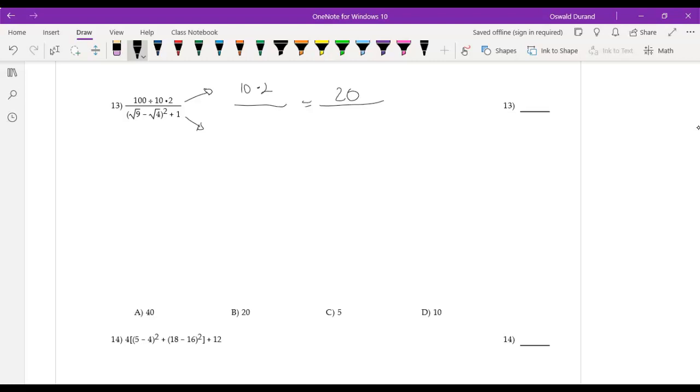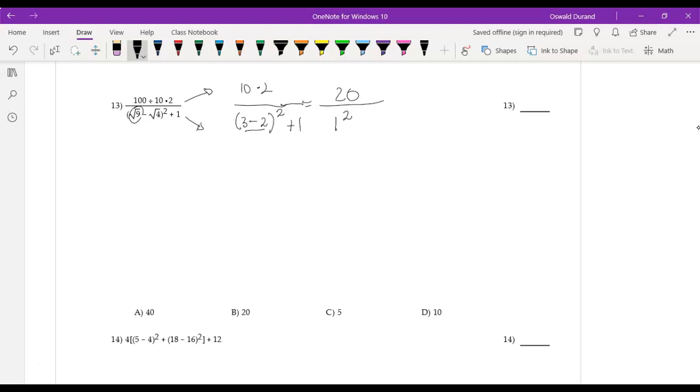So inside the parentheses, right, we have square root of 9 minus square root of 4. But we need to evaluate square root of 9 and square root of 4. Square root of 9 is 3, right? So parentheses 3 minus square root of 4 is 2. And then let's not forget we have an exponent of 2, so we need to put the 2 here. And then we have the plus 1 on the outside. Okay? Alright, so we need to evaluate the 3 minus 2 here. That's 1. And that's 1 to the power of 2.